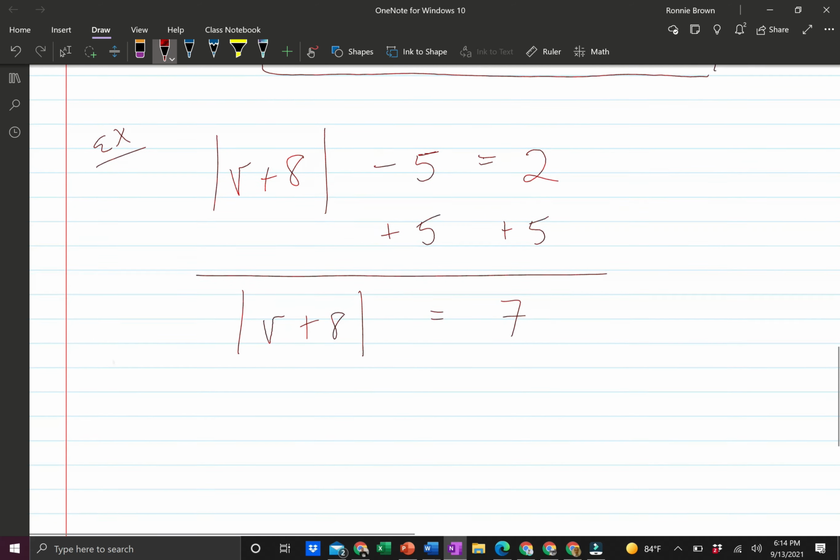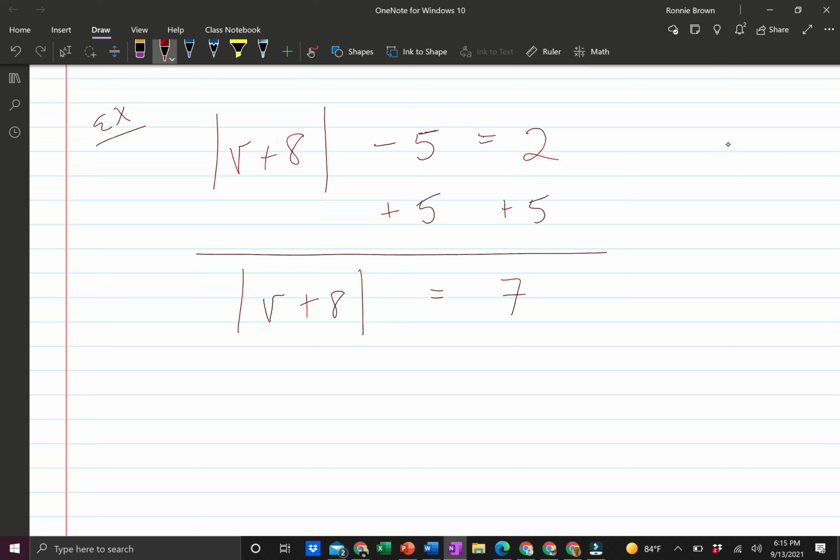And now that looks much better, right? Because there's nothing in front of the absolute value. And when I say in front of, nothing to the left of it, and nothing to the right of it. Nothing being added or subtracted in front of it or behind it, or multiplied or even divided by, or into, I'm sorry, the v plus 8 and its absolute value. So nothing in front of it or behind it.